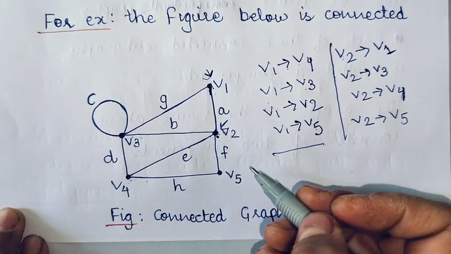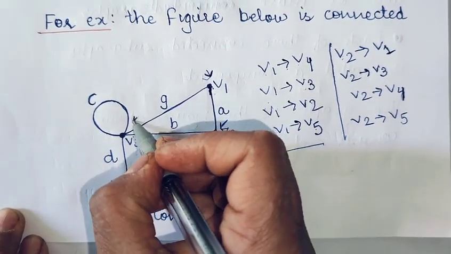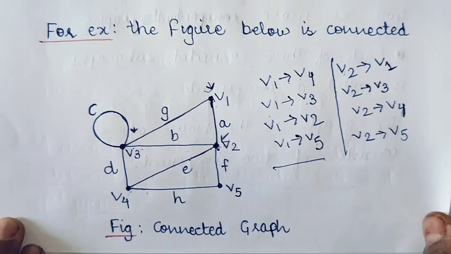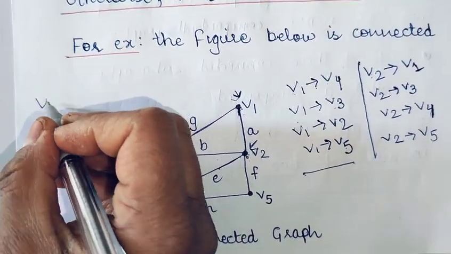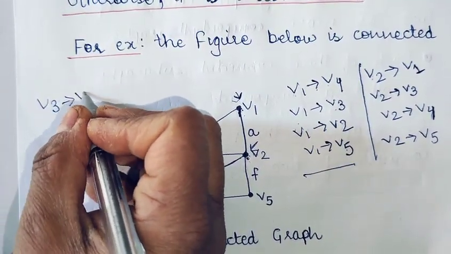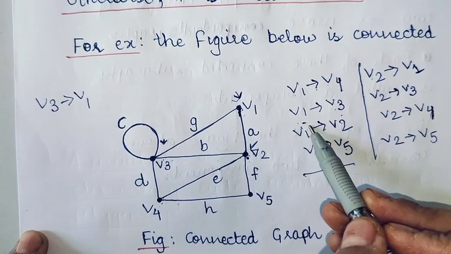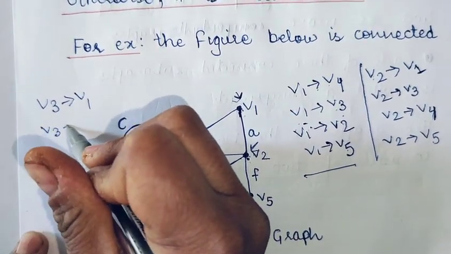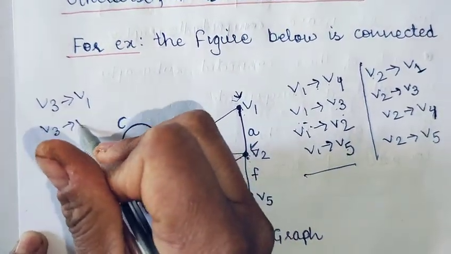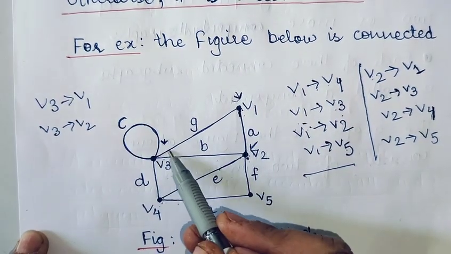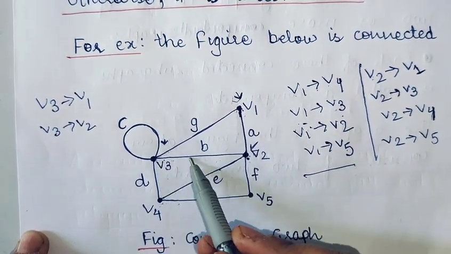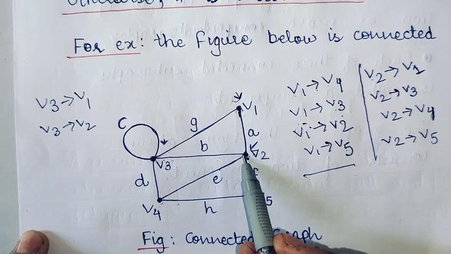Now let's check for vertex V3. That means V3 becomes the pivot vertex now. So if I check for V3, I clearly know that there is a path between V3 and V1. We have already seen here. Then there is also a path between V3 and V2. We have already seen here. You can see there is a path between V3 and V1. You can see there is a path between V3 and V2 also.